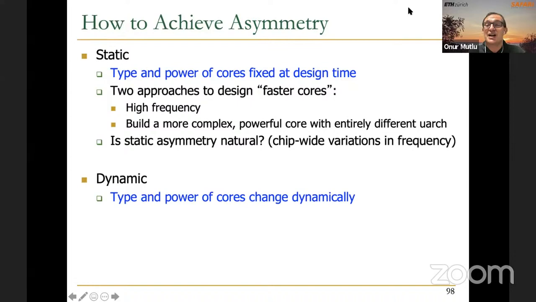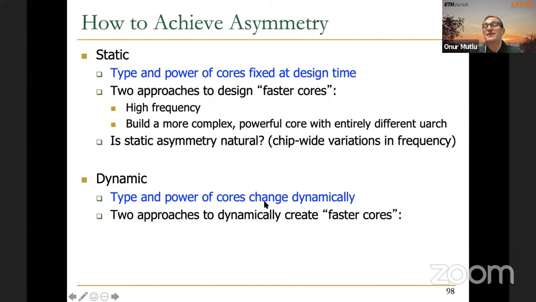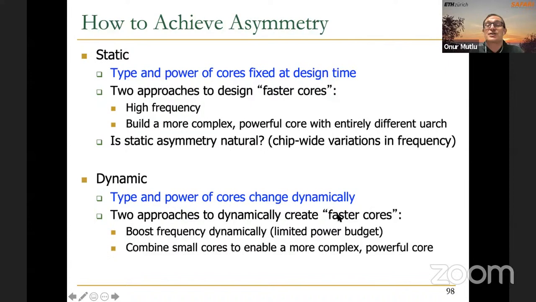Okay, that's interesting clearly, but dynamic asymmetry may be more powerful. In this case, type and power of cores may change dynamically, right? And again, I'm calling them cores, but you can think of these as computation units or constructs. It could be FPGAs, it could be GPUs, et cetera. And there are two approaches to dynamically create faster cores. One way is boosting frequency dynamically. So if you have a limited power budget, you can boost the frequency so that you don't exceed the power budget, and you can reduce the frequency of some other cores. That way you can actually create some asymmetry in the cores that are executing. Or you can combine small cores to enable a more complex and powerful core. This is from the general purpose perspective, right?